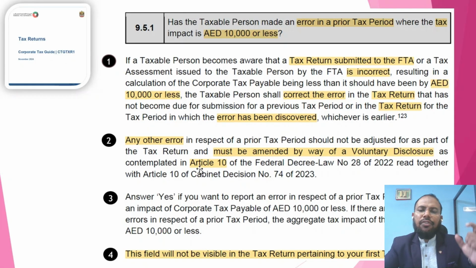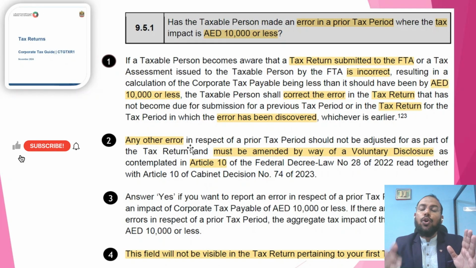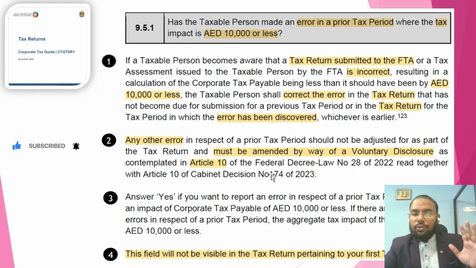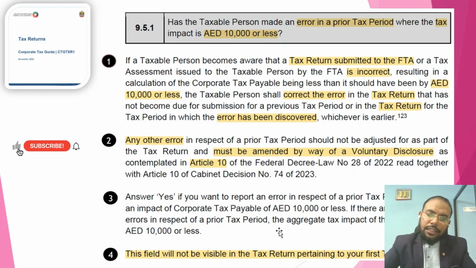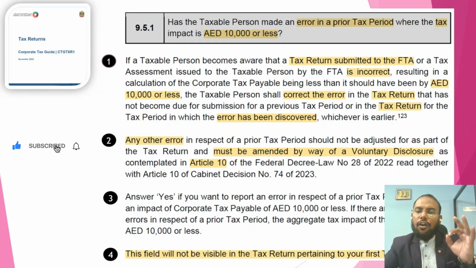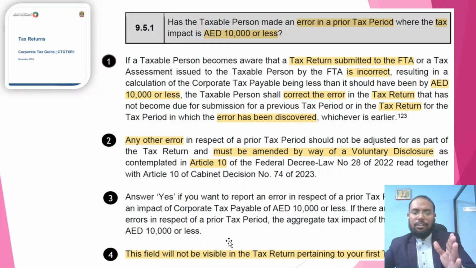And the second aspect, here we will discuss any other error. What does any other error mean? As I explained in my slide, if the error impact, not the error amount, the error impact on tax liability is more than 10,000, at that time we need to file a voluntary disclosure. The same is mentioned in this guide. Further, here is an important thing in para three: the aggregate tax impact of the error must be AED 10,000 or less. At that time you can cover it in the next tax filing. Otherwise, you have to file your voluntary disclosure.